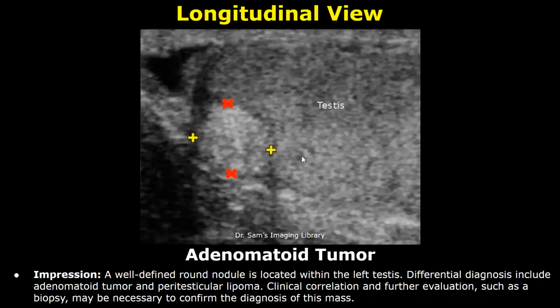Here is the impression. A well-defined round nodule is located within the left testis. Differential diagnoses include adenomatoid tumor and peritesticular lipoma. Clinical correlation and further evaluation, such as a biopsy, may be necessary to confirm the diagnosis of this mass.